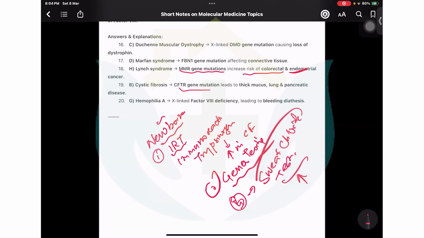So in the sweat chloride test, it should be more than 50 or 60 millimoles in the sweat. Normal is less than 30. So it should not be released out.